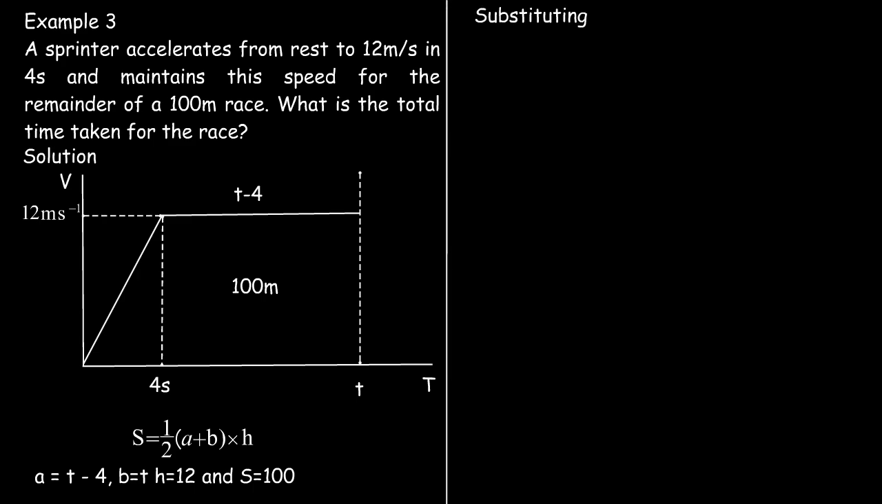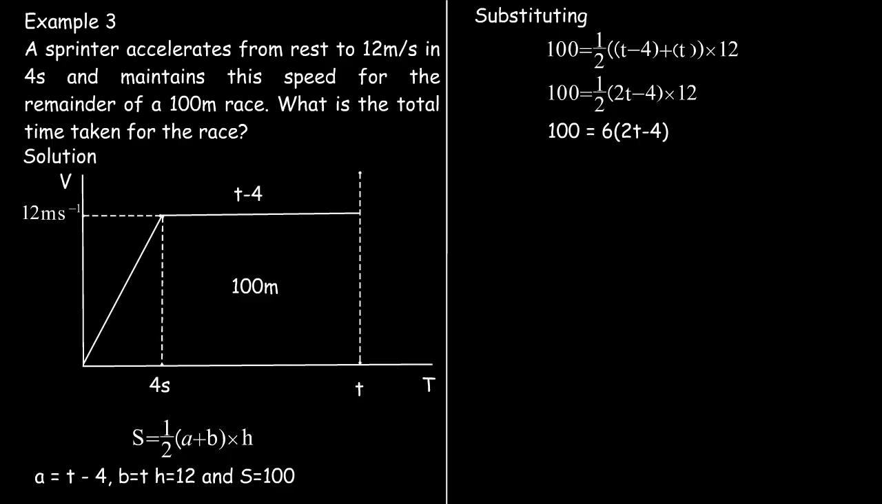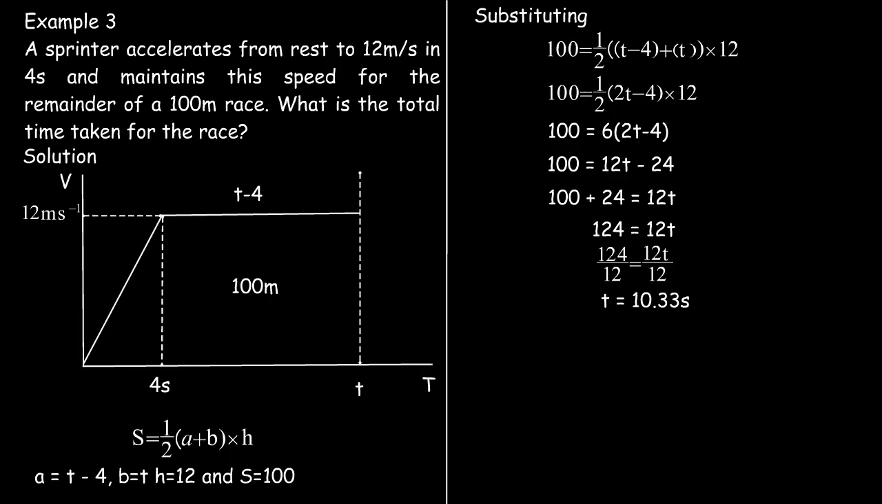So substituting this into the original equation, it becomes 100 is equal to 1 over 2 in bracket t minus 4 plus t in bracket times 12. Simplifying the bracket, 100 is equal to 1 over 2 in bracket 2t minus 4 times 12. Dividing 12 by 2, 100 is equal to 6 into 2t minus 4. Expanding our bracket, we get 100 is equal to 12t minus 24, which makes 100 plus 24 equal to 12t. Dividing both sides by 12, we have 124 over 12 equal to 12t over 12, which makes t equal to 10.33 seconds.